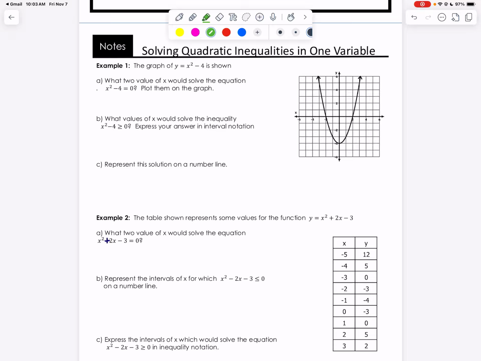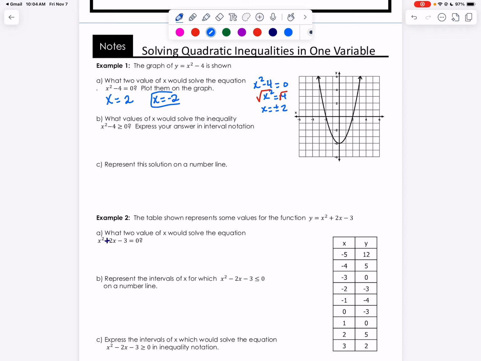So in part A, it says what two values of x would solve the equation x squared minus 4 equals 0, plot them on the graph. So if I were to solve this equation algebraically, I would have x squared minus 4 is equal to 0, add 4 to both sides, and then take the square root of both sides. So x would equal plus or minus 2.